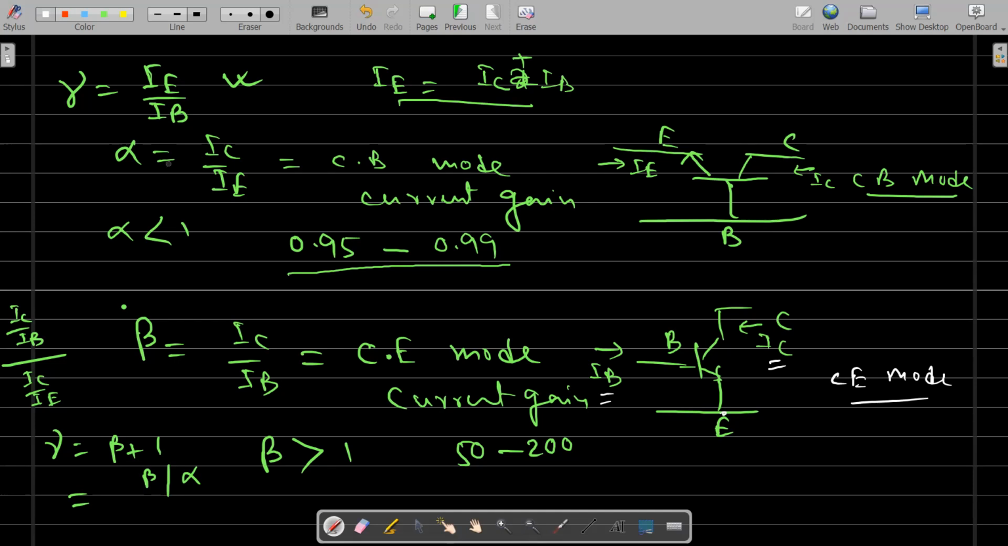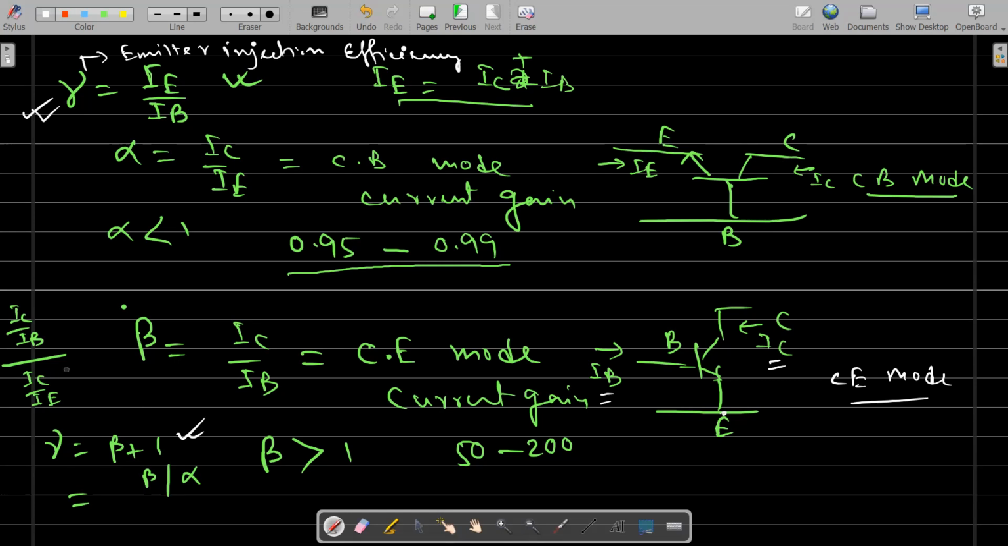Another parameter we may introduce is called gamma. So gamma is the emitter current by base current, IE by IB. So gamma is called emitter injection efficiency. And you can also correlate gamma with alpha and beta. So gamma equals beta plus 1.